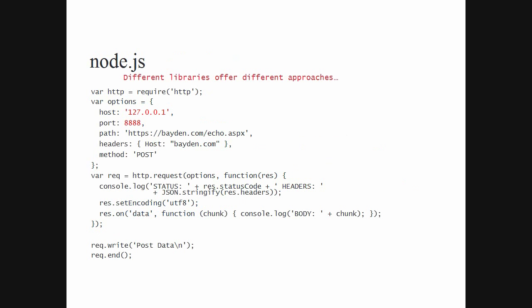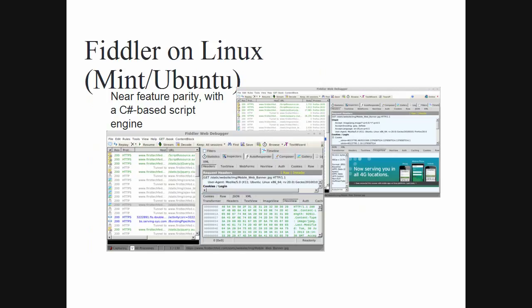I mentioned previously Node.js has different approaches for different HTTP libraries. Here's one approach where basically you make your path the fully qualified URL, but you set your host and port to point at Fiddler, and so you can send your traffic through Fiddler in this way using Node.js. Python and things like that have similar approaches.